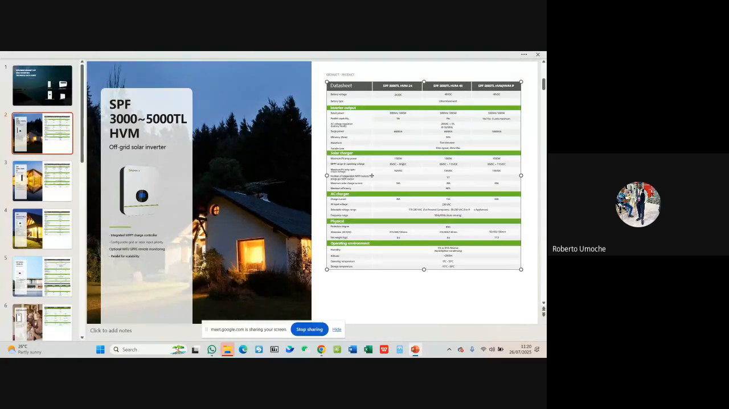The number of MPPT trackers for each of these models is 1. The maximum solar charge current for the 24 volt is 50 amps, and for the 5000 TL HVM it is 80 amps. That is the maximum charge current. The maximum efficiency is 96%.